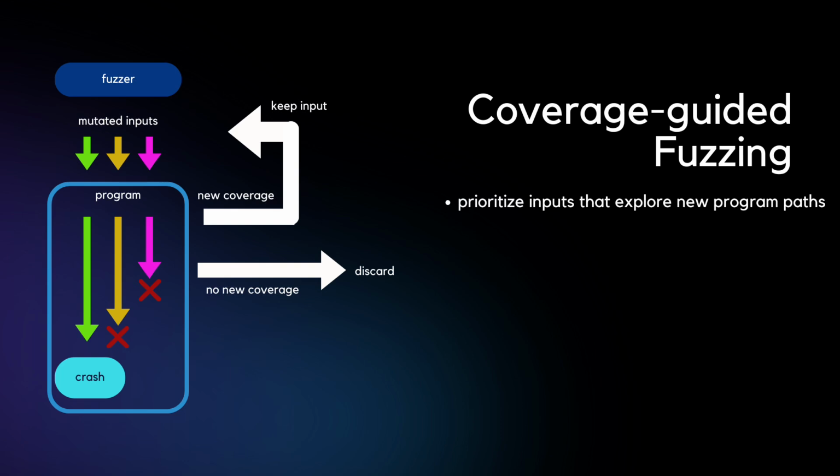On the other hand, inputs that do not produce new code coverage are discarded. This strategy helps the fuzzer gradually explore deeper parts of the program. Coverage-guided fuzzers like AFL and libfuzzer are widely used today and have discovered thousands of vulnerabilities in real-world software. However, even coverage-guided fuzzing can still struggle when we want to reproduce a specific crash location. That leads to the idea of directed fuzzing.